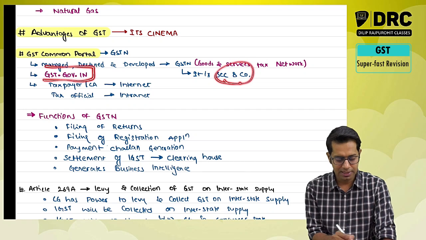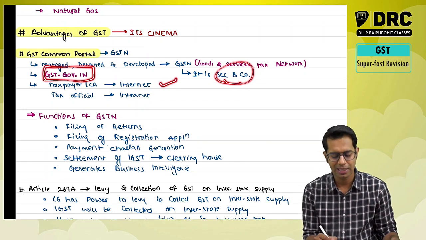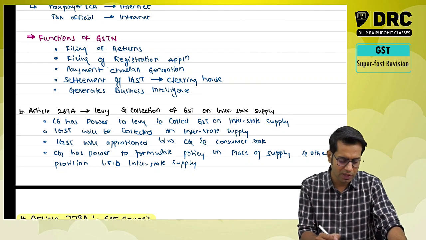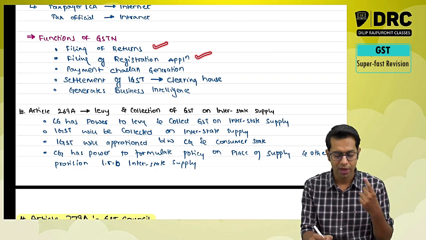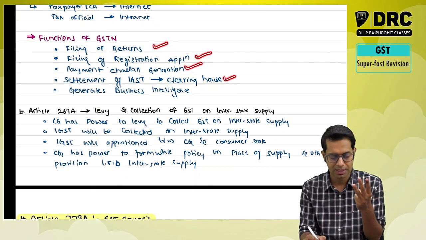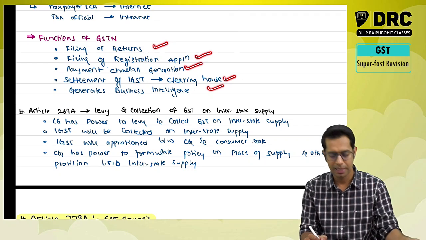How do I access it, sir? It is a website called gst.gov.in. We can access it through the internet. We can perform various different functions on this GST Common Portal. Which are these functions, sir? Like filing of returns, filing of registration applications, payment, generation of payment challan. It acts as a clearing house. It helps in settlement of IGST, and it also generates business intelligence.